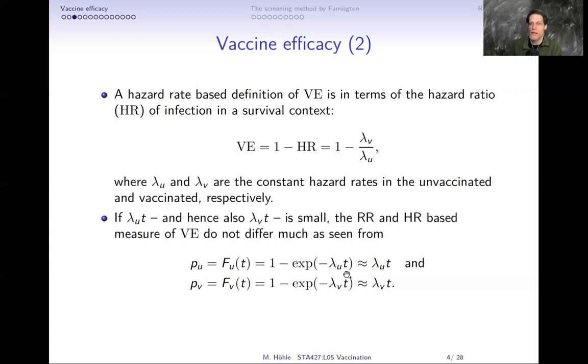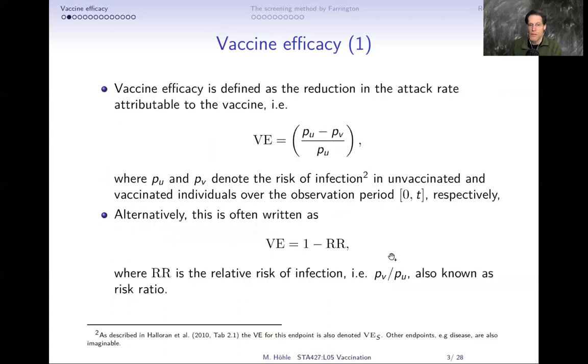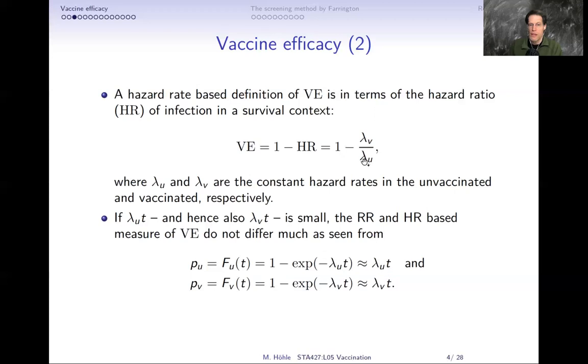And then if we do the Taylor expansion around 0, which is an okay approximation if this quantity is small, then we get that PU is equal to lambda U T, and that PV is equal to lambda V T. And of course, if you then take the ratio between the two, as we did here, we get this quantity. So in this case, we can see there's an analogy between using the risk ratio or the hazard ratio.